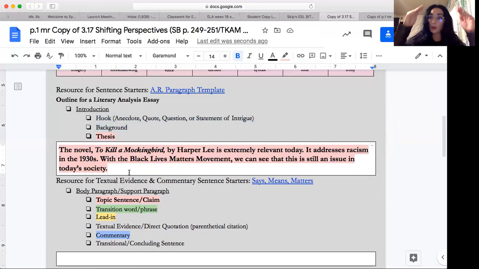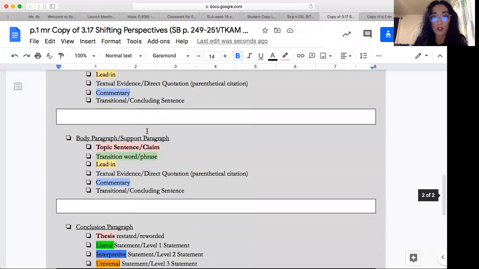Okay, so remember, we always reread to edit. The novel To Kill a Mockingbird by Harper Lee is extremely relevant today. It addresses racism in the 1930s. With the Black Lives Matter movement, we can see that this is still an issue in today's society. So in the book, so now that we have our background and our hook, now we want to start talking about what our essay is going to be about.